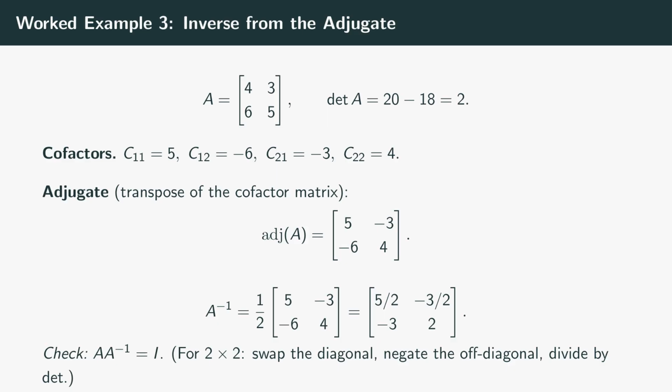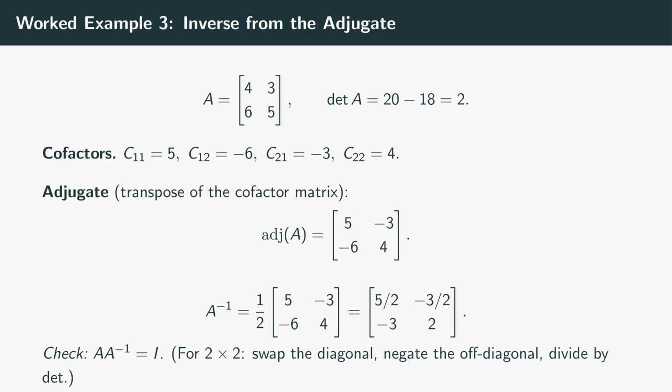The cofactor of the top left entry is its minor, the lone entry 5, with a plus sign, so 5. The cofactor of the top right entry is the entry 6 with a minus sign, so -6. The cofactor of the bottom left entry is 3 with a minus sign, so -3. The cofactor of the bottom right entry is 4 with a plus sign, so 4. Lay these out as the cofactor matrix, then transpose to get the adjugate, top row 5, -3, bottom row -6, 4. Finally, multiply by 1 over the determinant, which is 1/2.